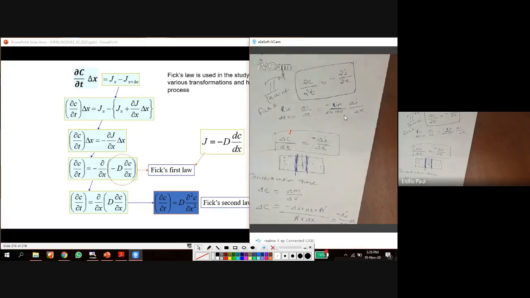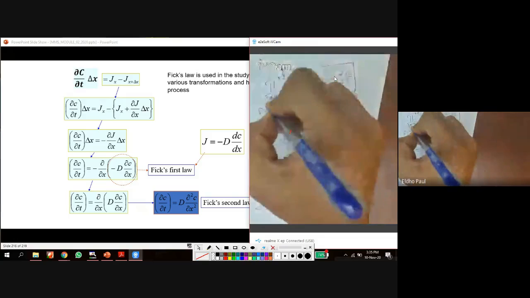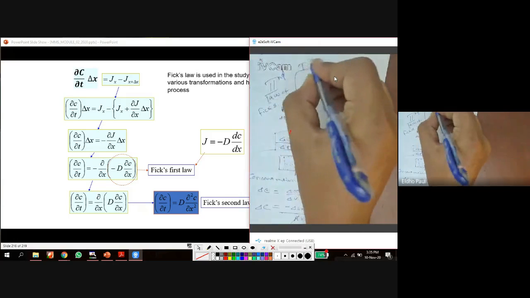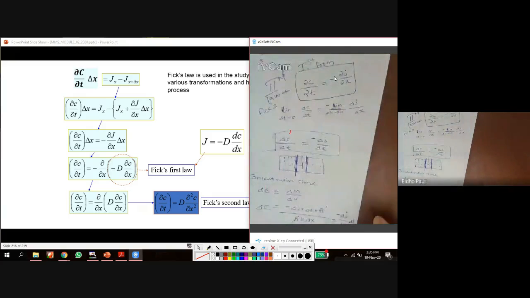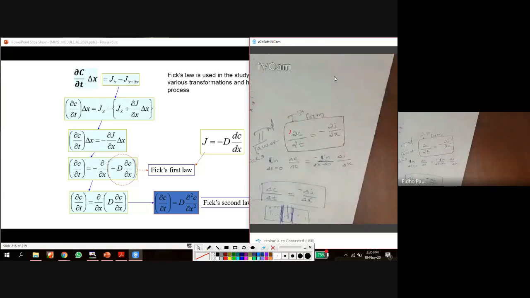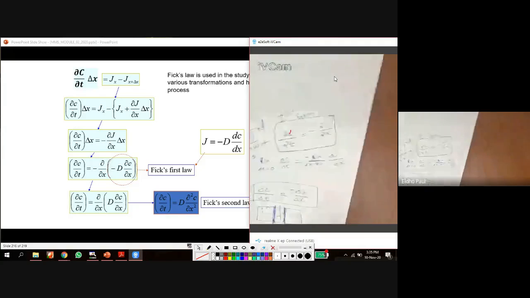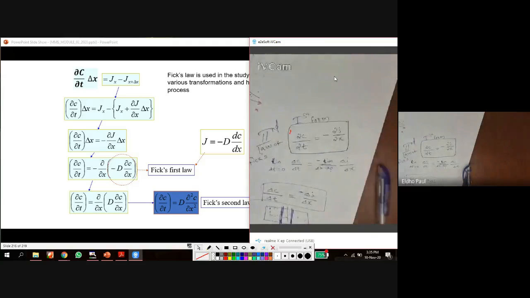This equation is not given in this. Dou c by dou t is equal to minus dou j by dou x, this is the first form. This is our second law of Fick, the first form of the second law. And we can derive the second form from this.